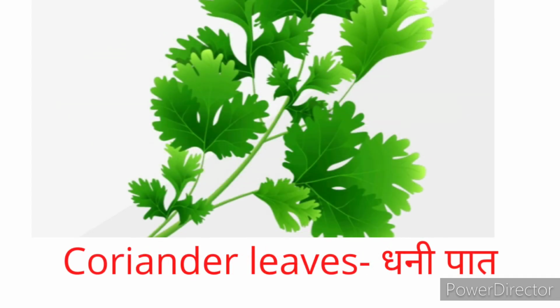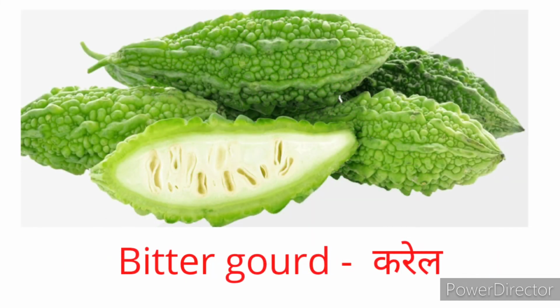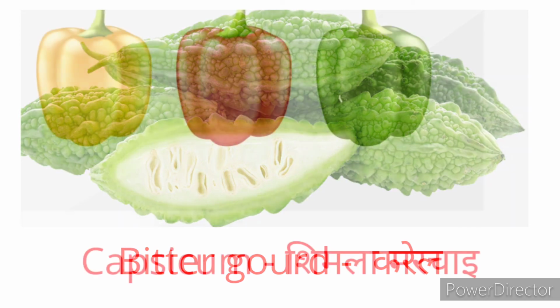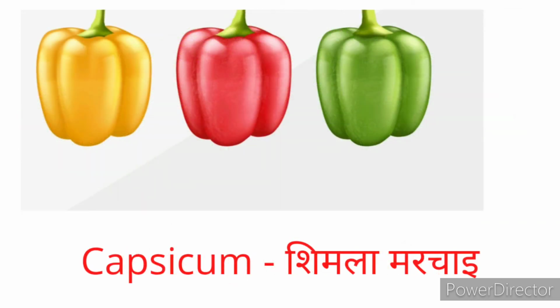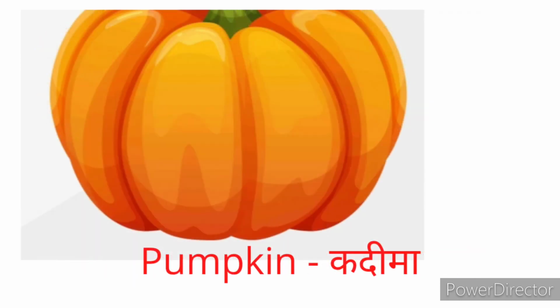Coriander leaves we say dhani pat in Maithili. Bitter gourd is known as karel. Capsicum is known as Simla marchai in Maithili, and pumpkin is known as Kadima in Maithili. Thank you.